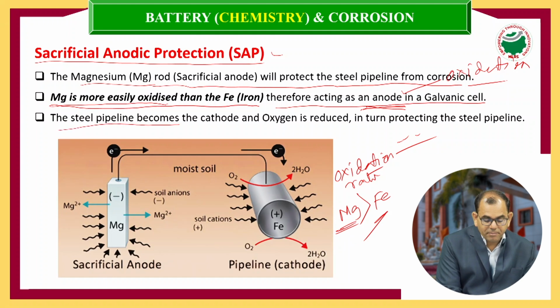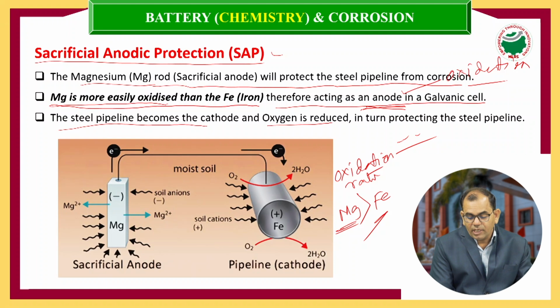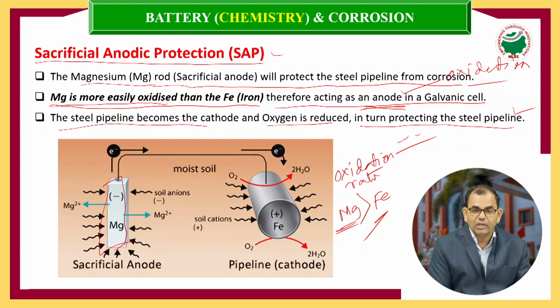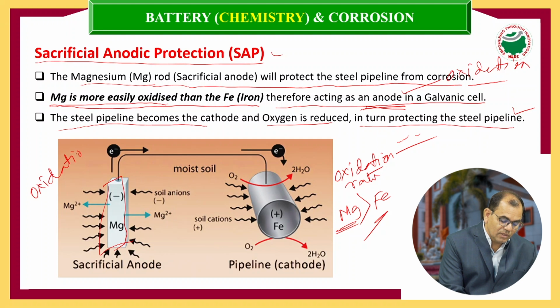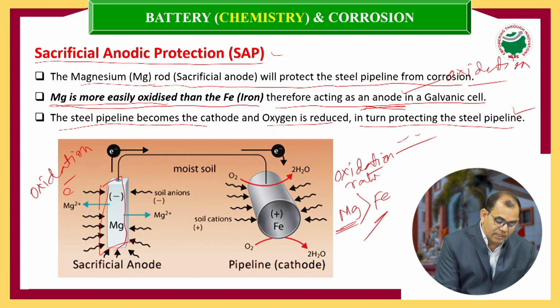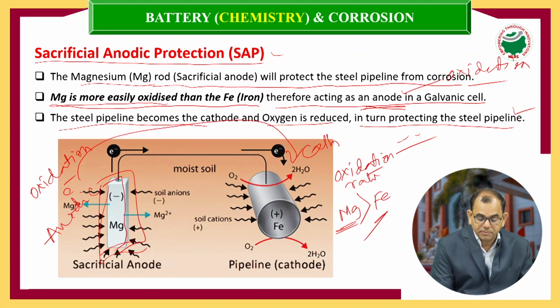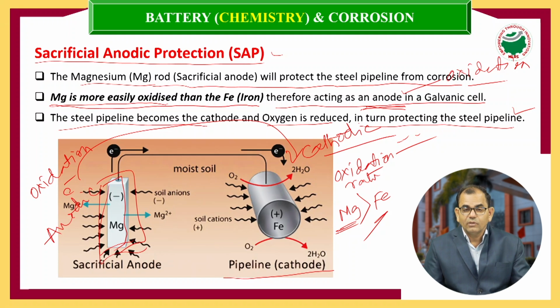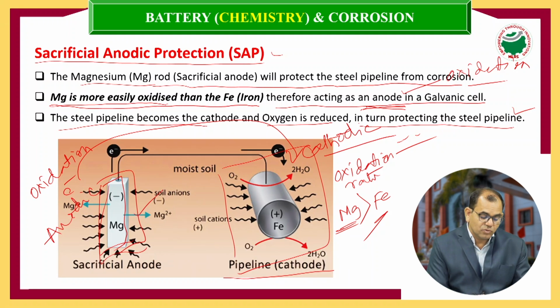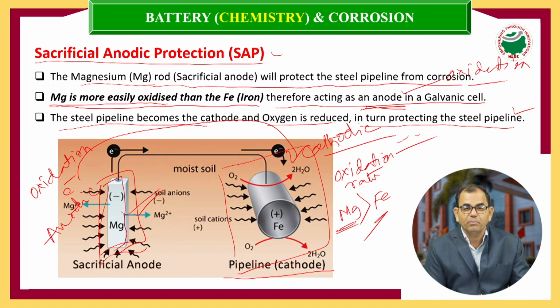Now, the steel pipeline becomes the cathode and oxygen is reduced, in turn protecting the steel pipeline. Here we can see magnesium, the sacrificial anode. Anode means oxidation takes place. Oxidation means loss of electrons. So the electrons released at the magnesium, the anodic part, will reach the cathodic part and then lead to corrosion. Since oxidation is taking place at the magnesium, the anodic part, magnesium acts as a sacrificial or protecting layer to this steel or iron pipe.